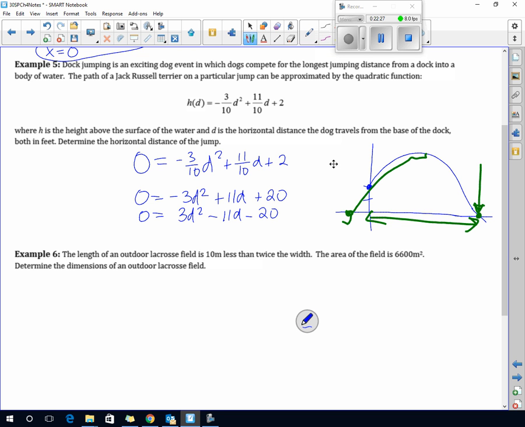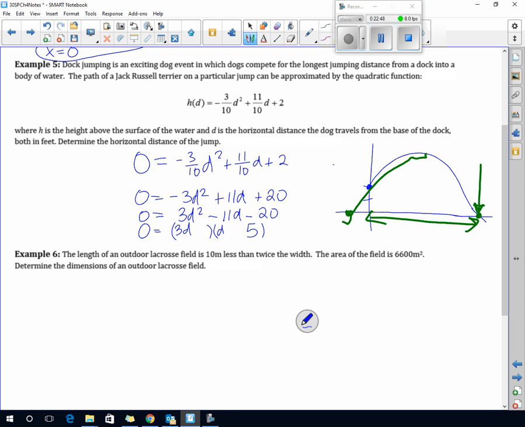3d and d. Yes? Factors of 20. There's a few of them. So I'll give you a second to think of what's going to work so you get a negative 11 in the middle. So you should get a 5 and a 4, and you need a minus 15 plus 4. So what do you get?